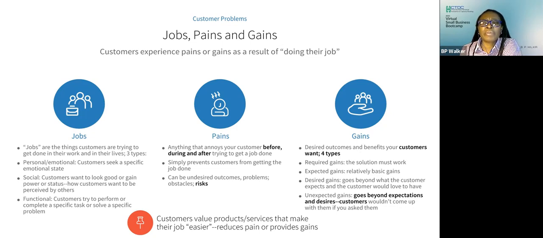So the jobs are the things customers are trying to get done in their work and in their lives. And we classify that in 3 different ways. So there's the personal and emotional job. That's where the customer is seeking to feel a certain way as a result of using your product. There's a social job where a customer wants to look good or gain power or status. It's how customers want to be perceived by others once they use or have your product or service. And then there's the functional job. That's the really rudimentary one, the easiest to identify: customers trying to complete a task or solve a specific problem, and they wish they had something that would make it easy for them.